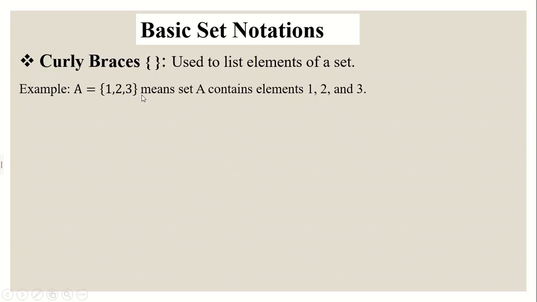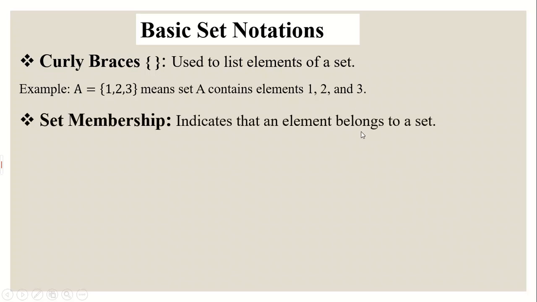So there are 3 elements in a set A. This is how we represent a set. Always use what? Curly braces to represent a set. Not block brackets nor curved brackets. We don't use those to represent a set. We use curly braces. So what does this mean? It means set A contains elements 1, 2, and 3.